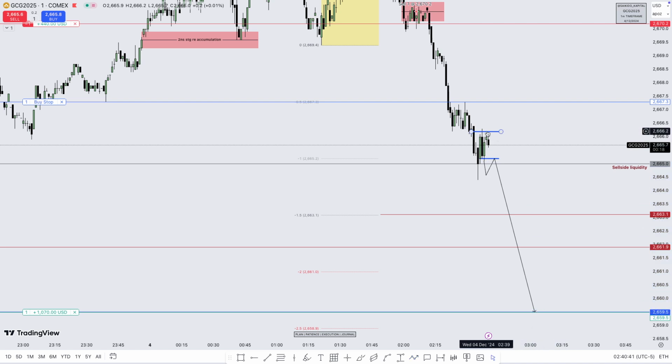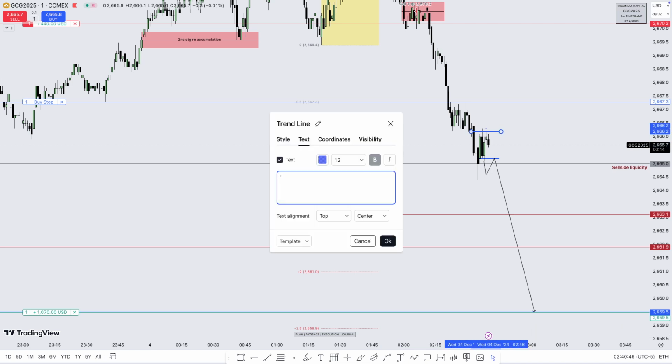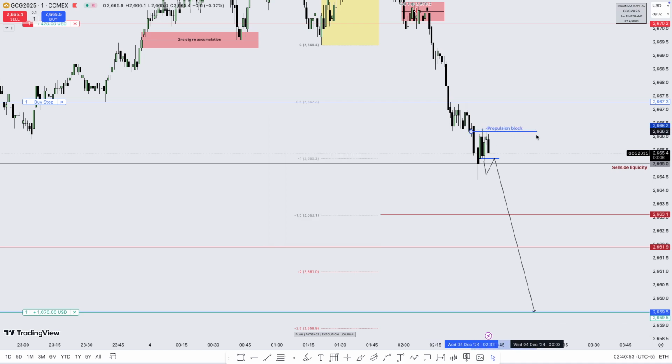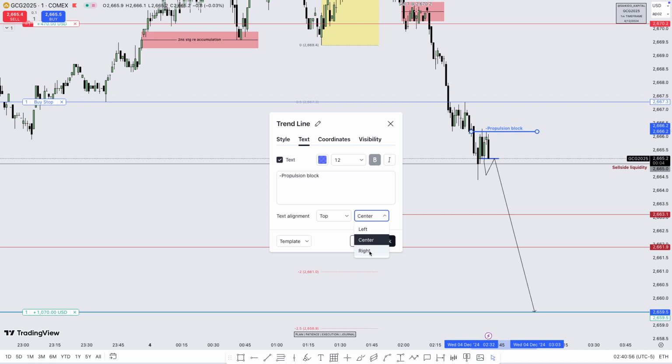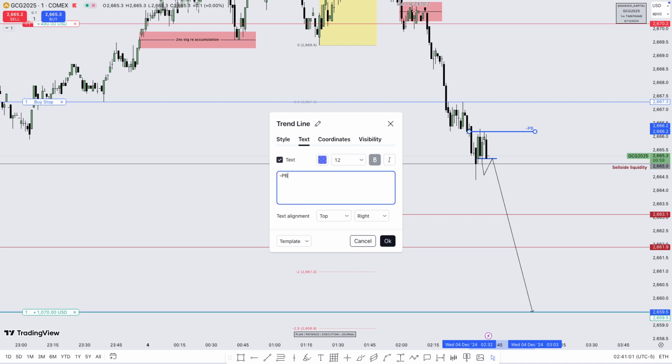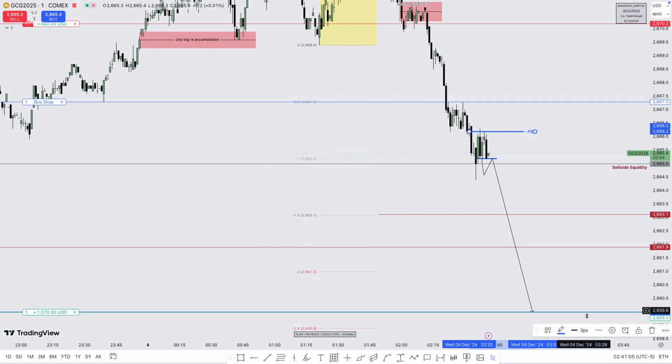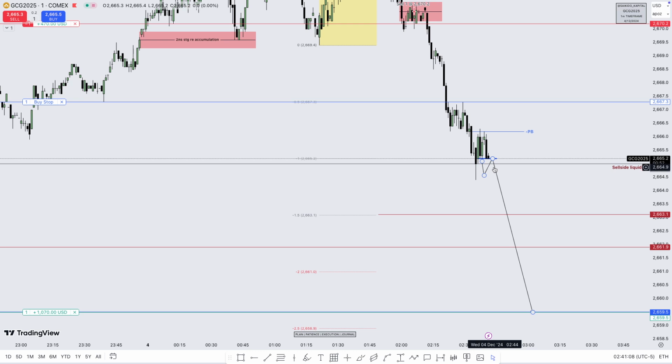But now it's coming back again and retesting the propulsion block. This is a bearish propulsion block. So you would see on my annotations, sometimes I just refer to it as a PB, like that. Okay, now it looks like it's trading now.